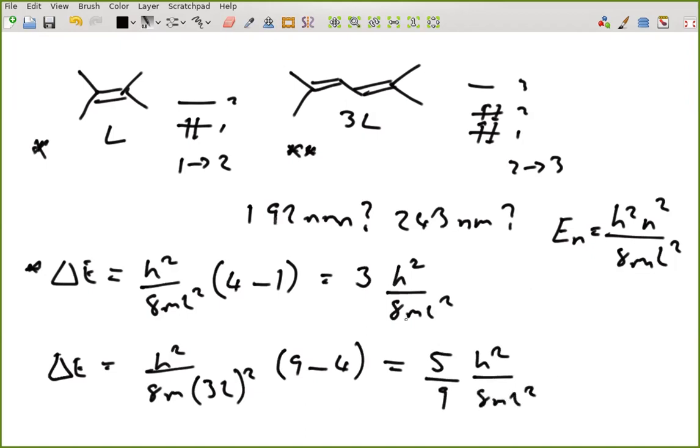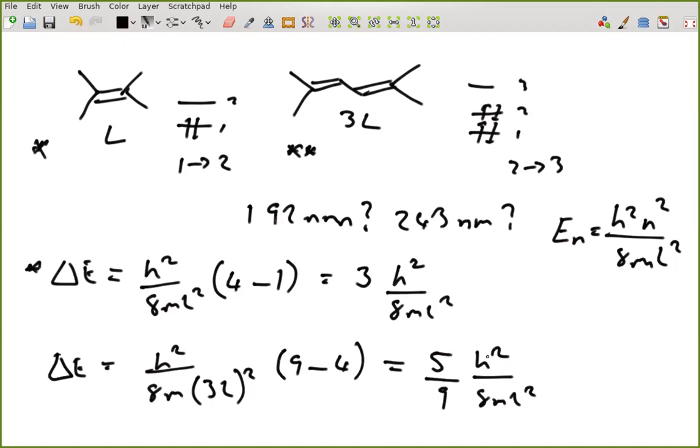So I hope that you can see in this that this here is a greater energy. So 3 is greater than 5 over 9. So this is the greatest energy, that's a lower energy. The greatest energy is going to correspond to the shortest wavelength. And the lowest energy is going to correspond to the greatest wavelength. So we can now decide which is which between the two.